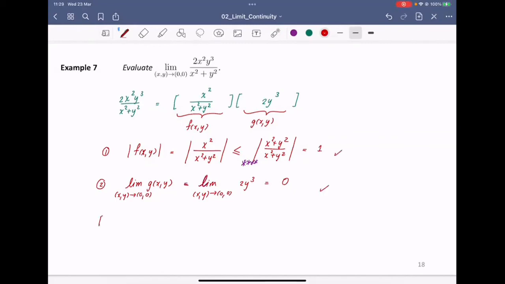So by the two-dimensional squeezing theorem, the limit of these two functions f and g multiplied together, where x, y go to 0, 0, is actually 0. Which means the limit of f and g, which is the one that you want to compute, 2x squared y cubed over x squared plus y squared, is 0, okay? And that is the solution for this problem.